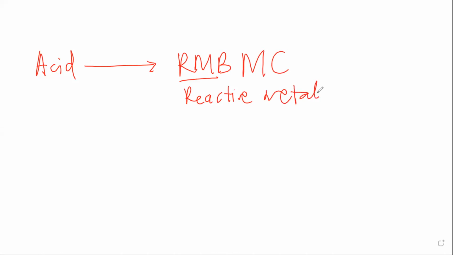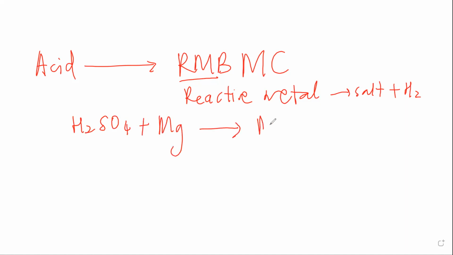What do I get? Salt and hydrogen gas. Very good. I will get salt and hydrogen gas. Very good, Farah. Okay, I'm going to give you an example. 1 mark Farah, 1 mark Mardia. So the example will be sulfuric acid plus magnesium. Teacher will get magnesium sulfate plus hydrogen gas. Naim, are you following? Yes, teacher. Writing down. Okay, so this is number 1.